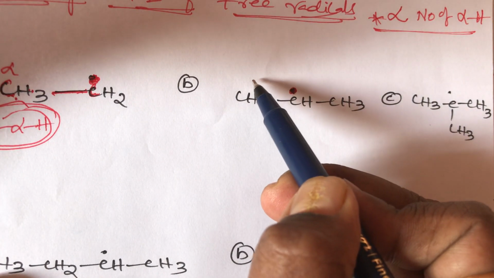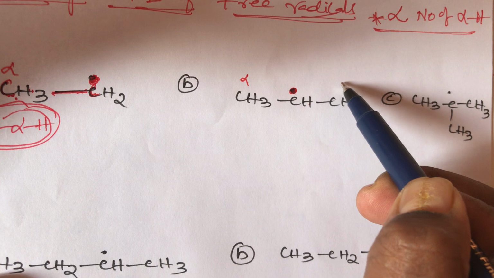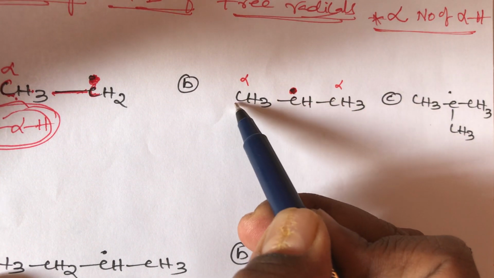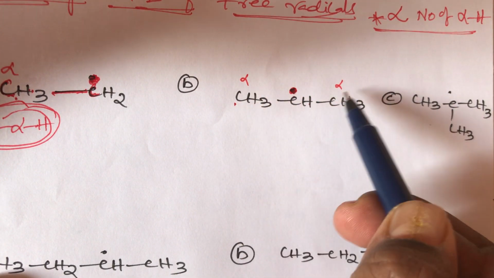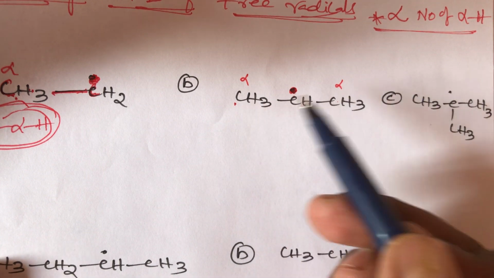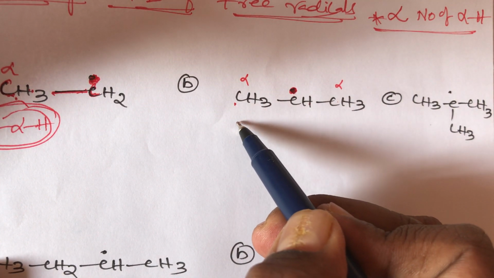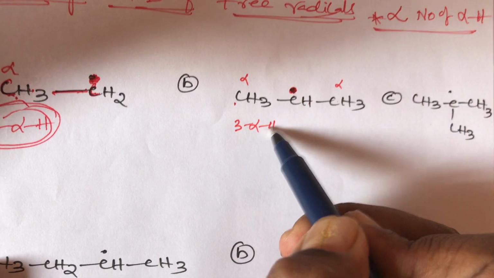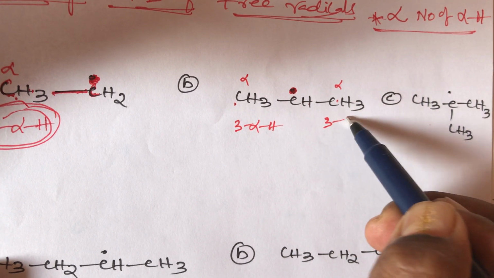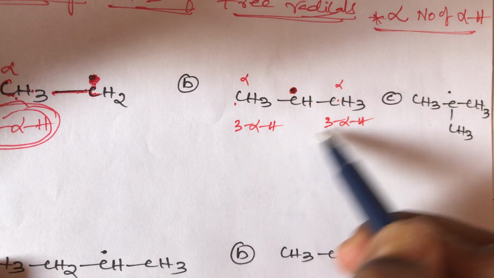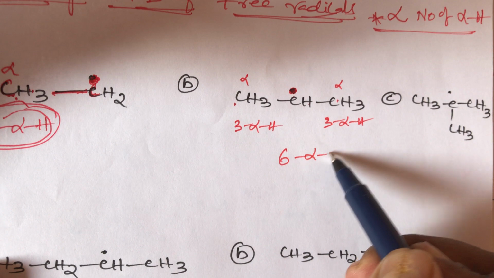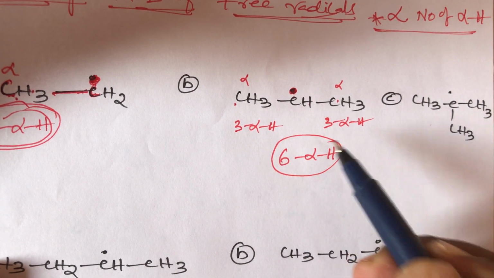On the left-hand side there is an alpha carbon, and on the right-hand side also an alpha carbon. The carbon next to the free radical is an alpha carbon. So right-hand side one alpha carbon, left-hand side one alpha carbon. This has 3 alpha hydrogens, and the right side also 3 alpha hydrogens. In total, 6 alpha hydrogens are present in this compound.